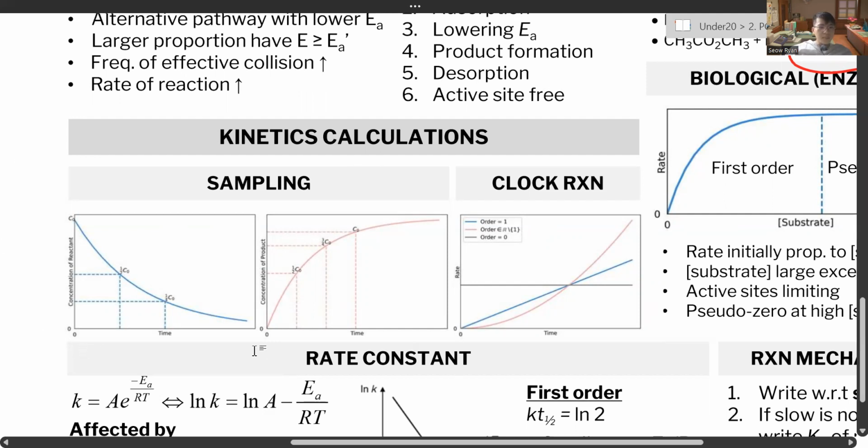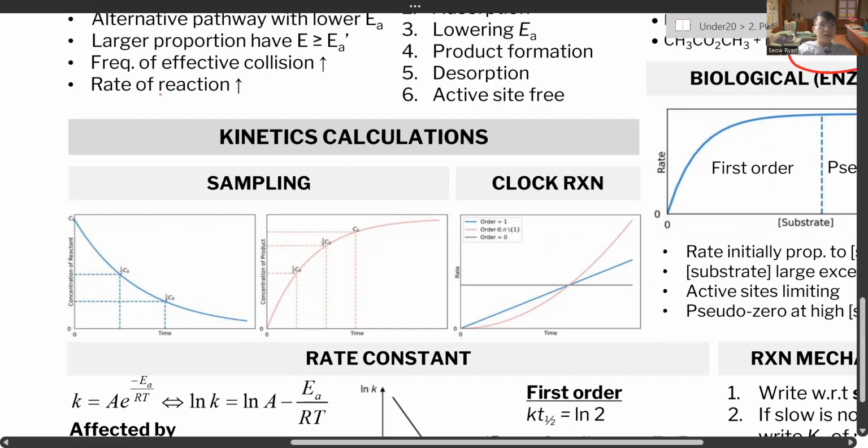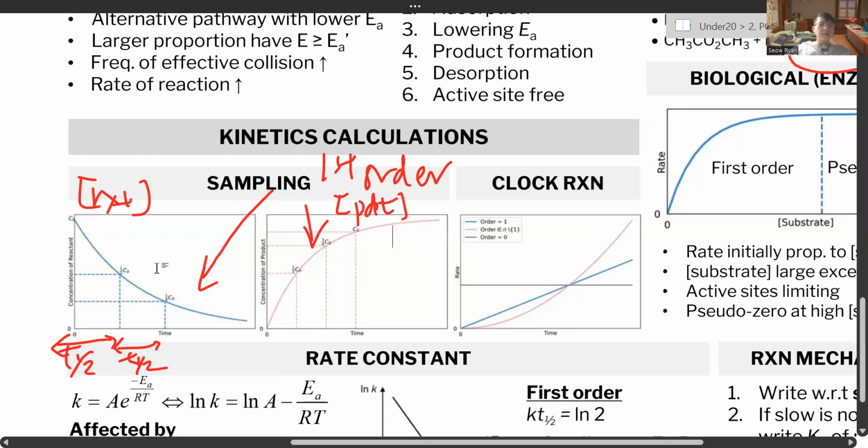Some of the graphs that you will see are something like this. These two graphs here show something known as a first order reaction, because the characteristic is that the half-life is constant. This is a reactant curve, and this is a product curve. So the half-lives are taken at half-lives, right? Half-life is the time at which the concentration is half.